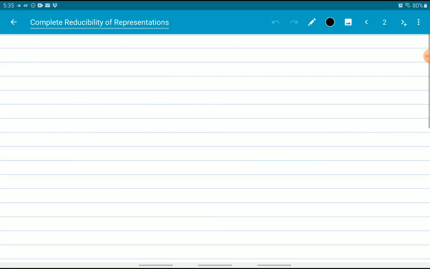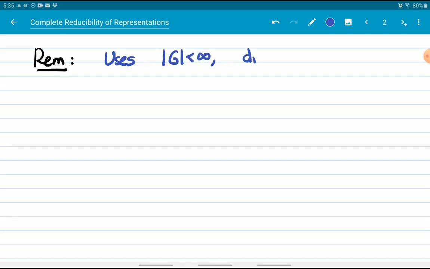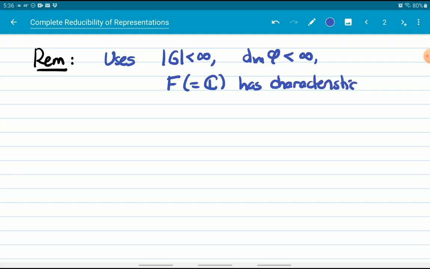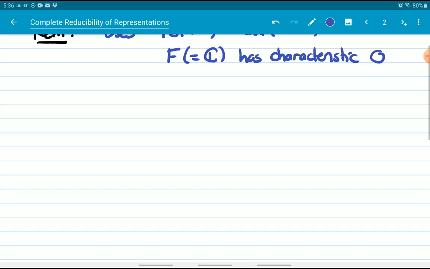That's it. Let me just remark here. This really does use all the hypotheses, namely that the group is finite, that the representation is finite dimensional, and also that the field, which in our case is the complex numbers, has characteristic 0. Let me just show some examples where things fail.